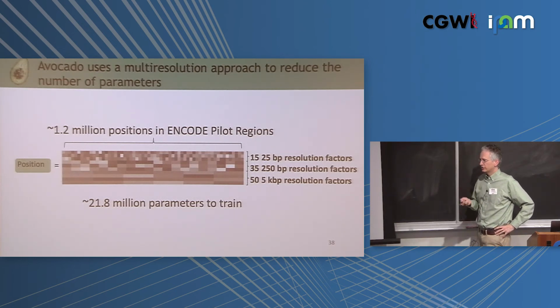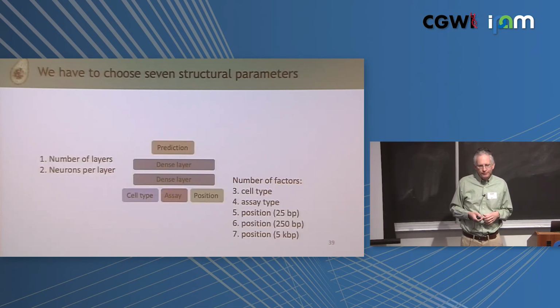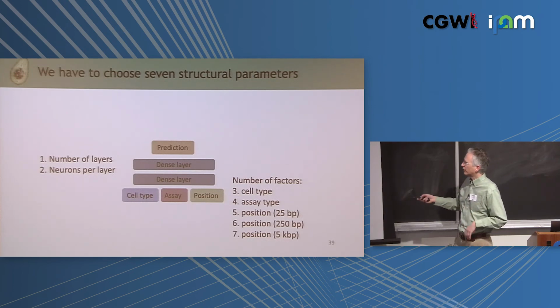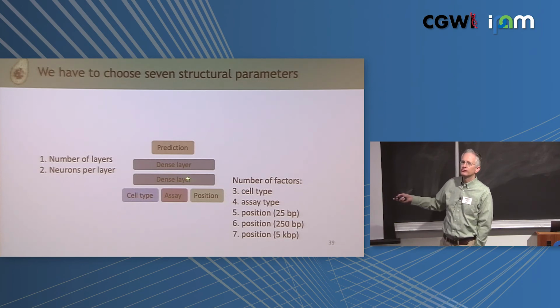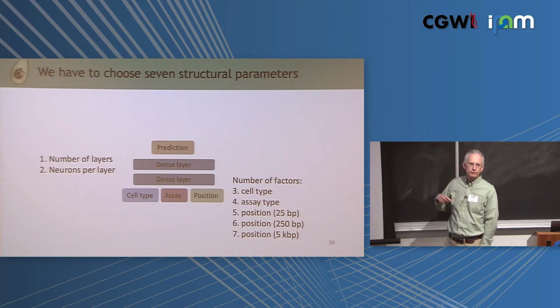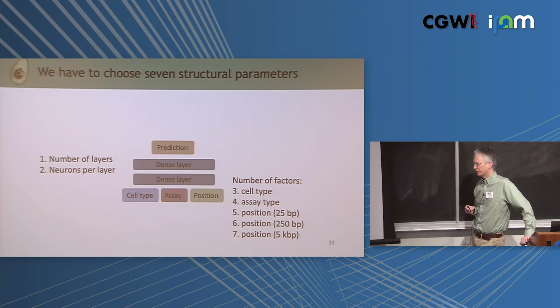So as Yunjun alluded to, there are lots of different things you can try. You now have structural parameters for the Avocado model. You have to choose the number of layers. You have to choose how many neurons within each layer. You have to choose the number of factors for cell types, for assay types, and then for each of these 3 different resolutions of the position. And this doesn't even mention all of the other implicit hyperparameters about what specific kinds of regularization strategies you're going to use and so on.